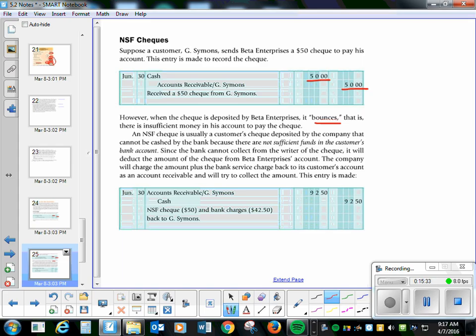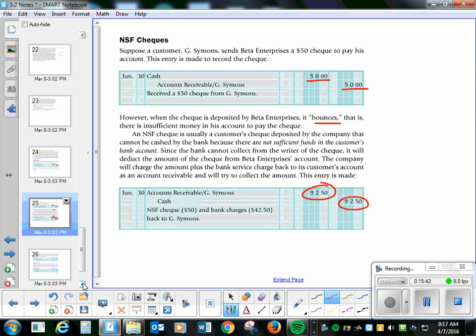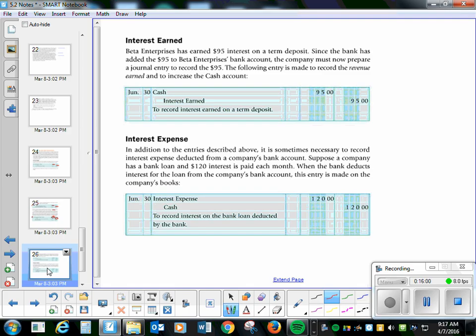They need to go back and they need to collect this 9250 here as well. So their cash is going down 9250 and their accounts receivable is going up 9250. So what this transaction did up here was just kind of cancel the NSF check out, and then here it's being re-recorded. And you also need to make sure that you record your interest earned. So cash is going up $95 and your interest earned is going up $95 as well.